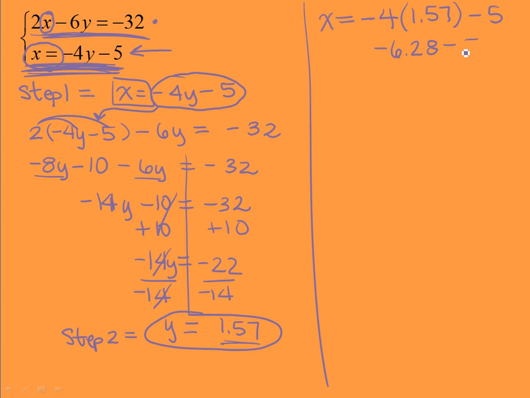Okay, and then when we subtract 5, we're going to get negative 11.28. So that would be our other answer. You can write your answer like that, just x equals and y equals, or you can write it as a point. It's good to be familiar with both ways. Okay, and that was step 3 that we just did. You can see step 3 is pretty short.